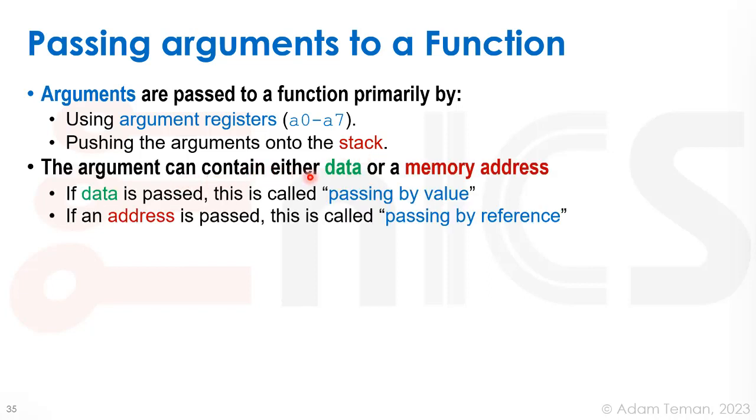So the argument can contain either data or a memory address. And if data is passed, this is what we call passing by value. If an address is passed, this is called passing by reference. And this is another one of those things, because it deals with pointers, that tends to confuse people who are just starting with C, and people who use something like Java or other languages love the fact that they don't have to deal with these pointers. But of course, when we're dealing with the real machine level, pointers are a very strong and important thing, and it really shows us and enables us to manipulate the actual internals of the computer.